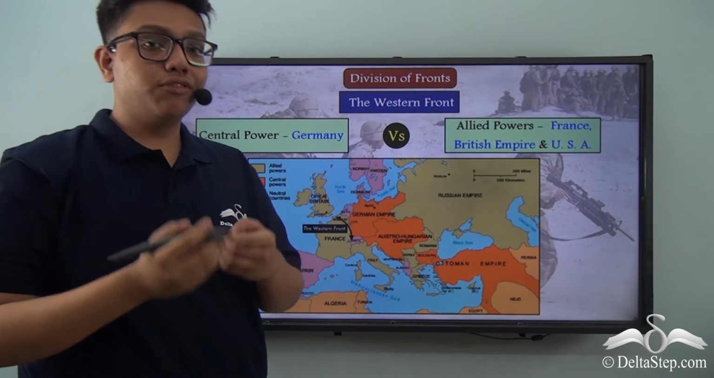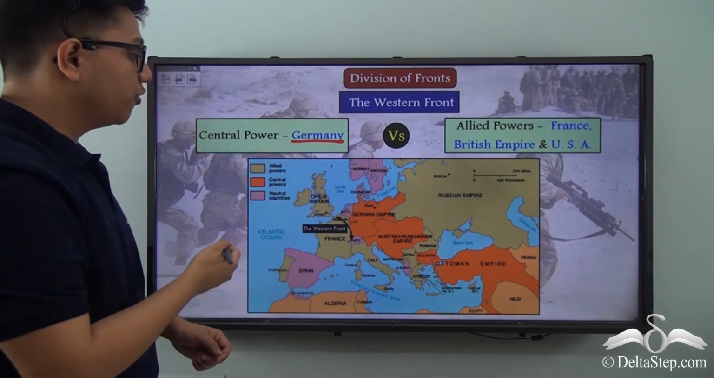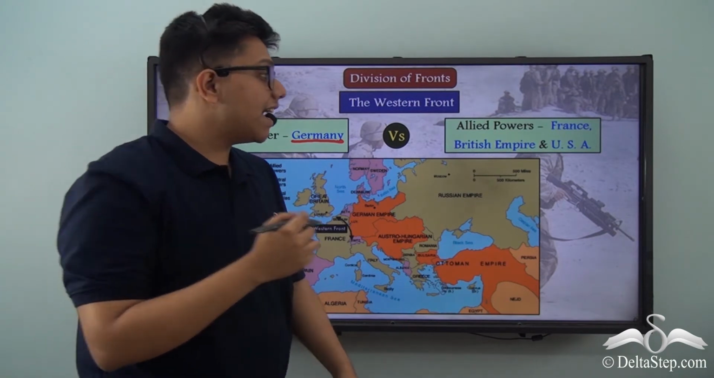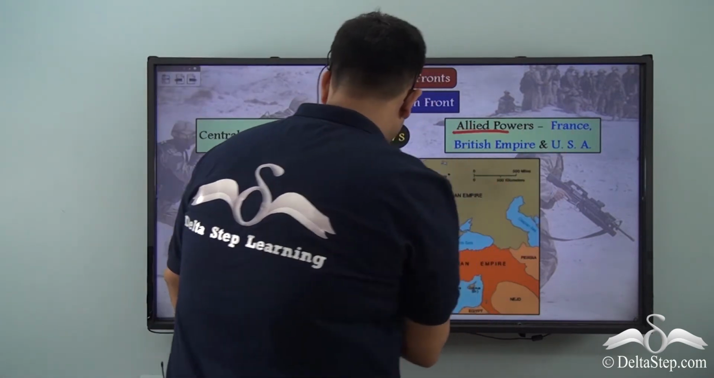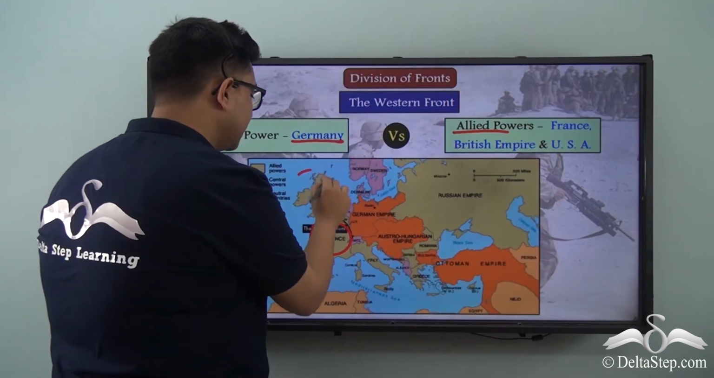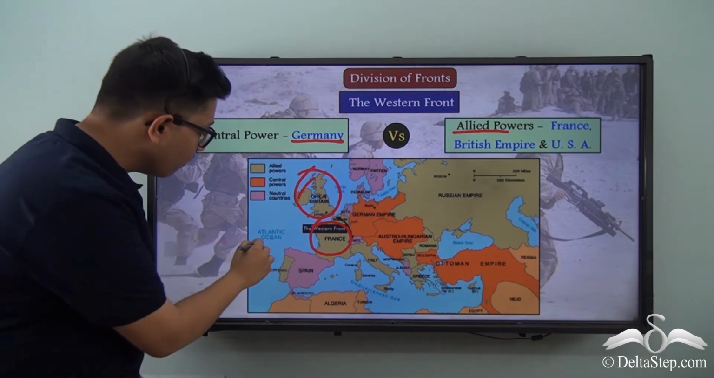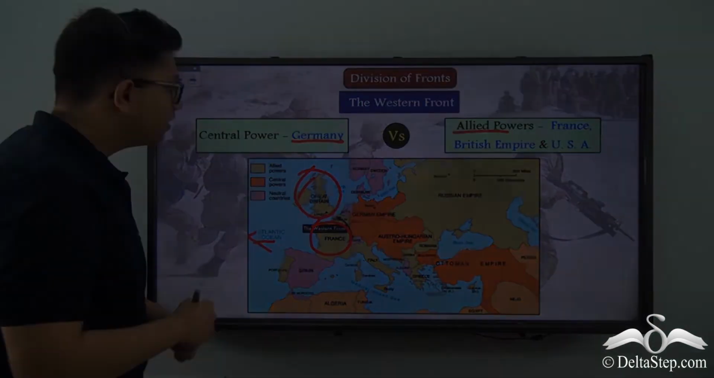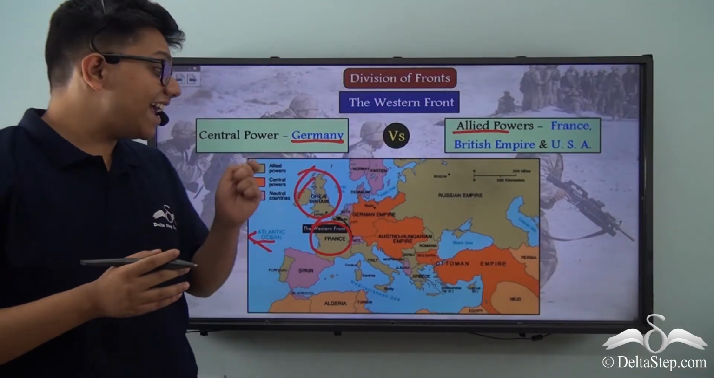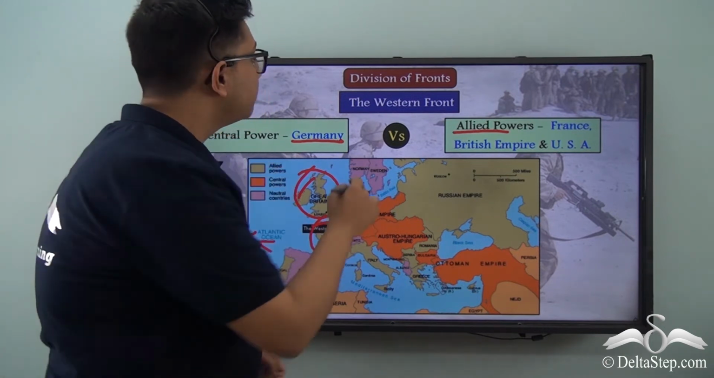Starting off with the Western Front, we have Germany, a central power, fighting against the Allied powers, namely France, the British Empire or Great Britain, and the USA, which is on the western side of the Atlantic Ocean. So we see that Germany is the exclusive central power fighting on the Western Front.